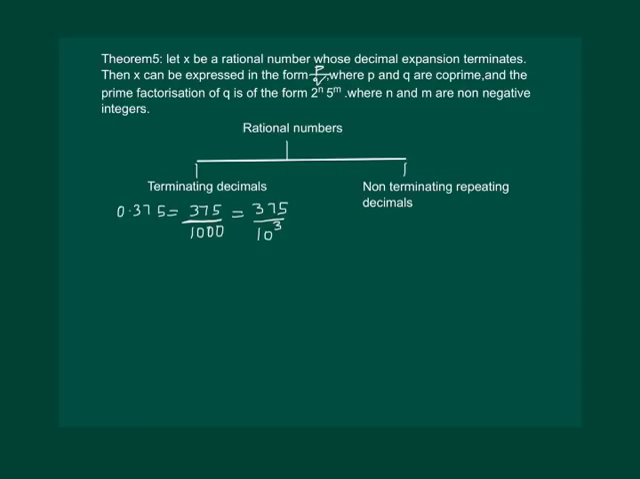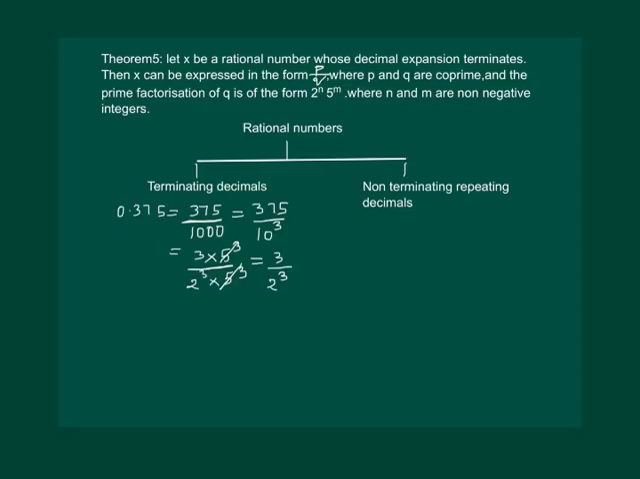Let us now try and cancel the common factors between the numerator and denominator. We can expand 375 as 3 into 5 cube, and 10 cube can be written as 2 cube into 5 cube. So 5 cube gets cancelled and we are left with 3 by 2 cube.